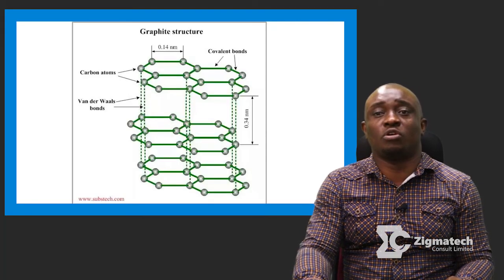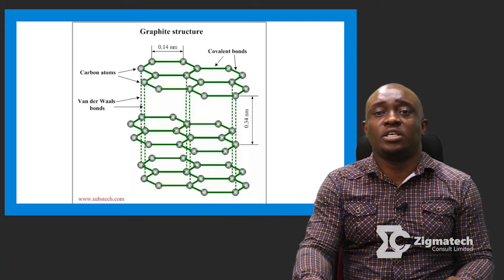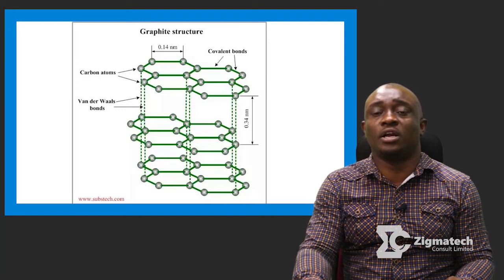Then this is the structure of graphite. Now look at it very well. You see the place where you have carbon atoms in graphite.